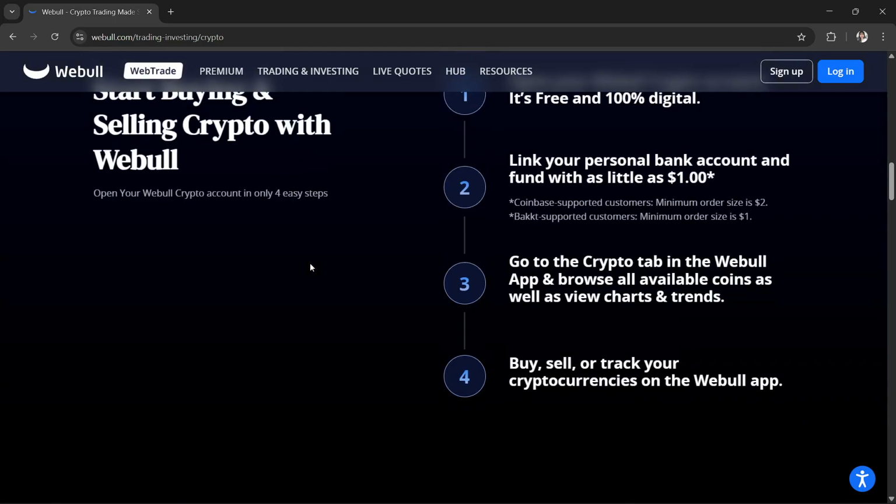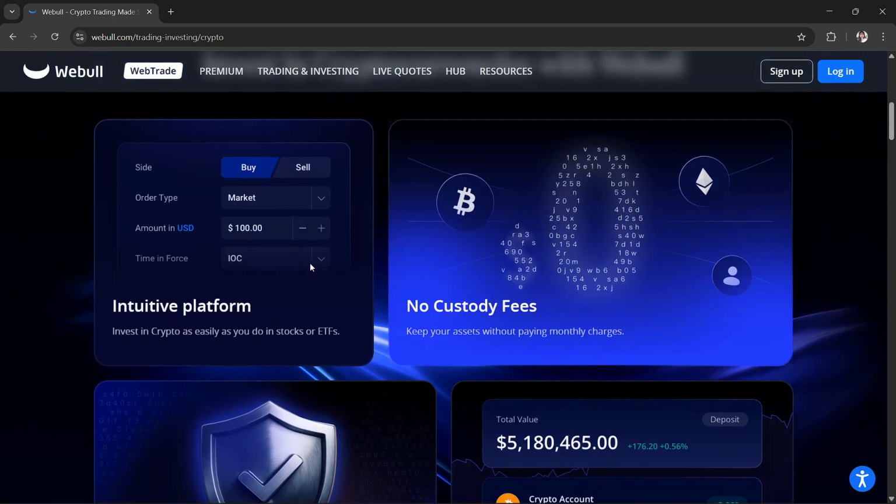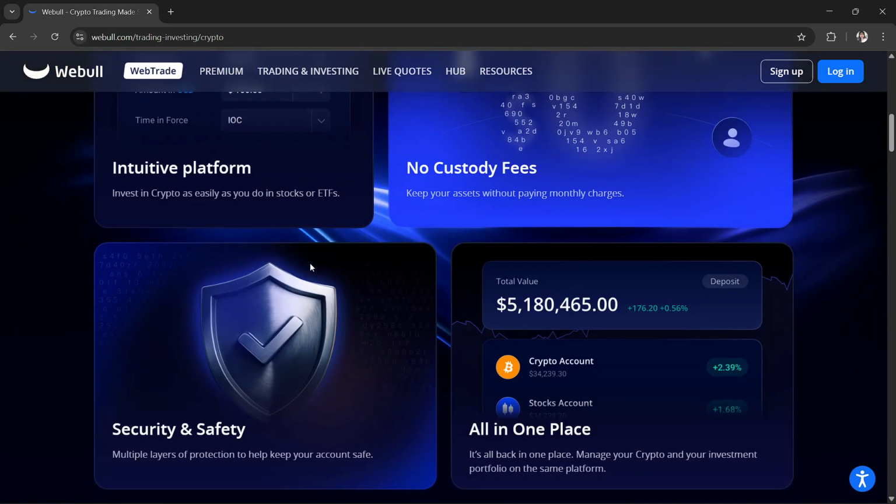And by the way, you should keep track of your crypto market trends before investing. And yeah, that's basically just it.